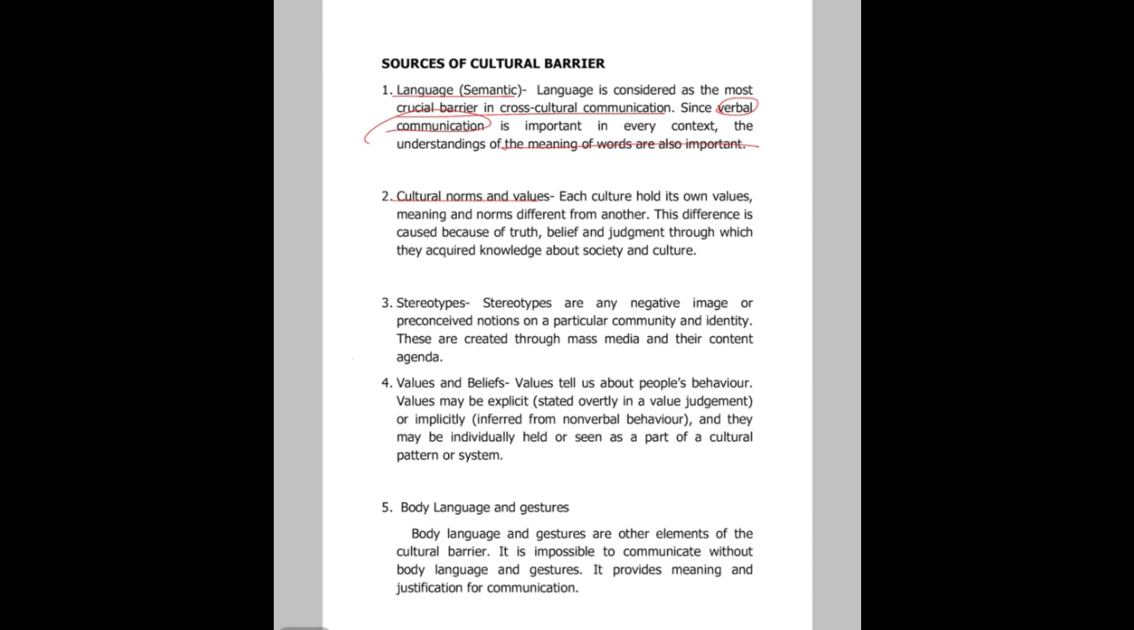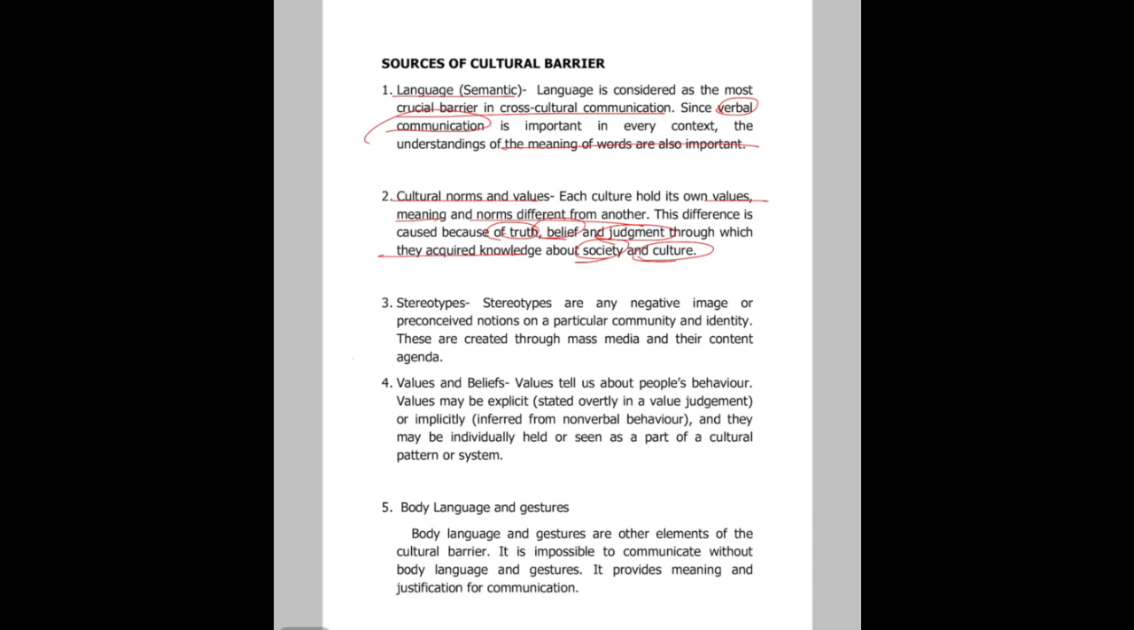So, ibig sabihin, pag sinabi kasi nating norm, parang stereotyping. Ito na yung standard na nakikita natin sa society. But actually, itong standard na to, pwedeng mabago. Because sabi ko nga, iba-iba tayo. We have different experiences. We have different ways on how are we going to live. For example, women should be caring and nurturing. But not all women are really caring. Not all women are sweet. Not all women are, let's say, talkative. Not all women are clingy. So, iba-iba siya. So, each culture holds its own values and meaning and norms different from one another. This difference is caused because of the truth, belief, and judgment through which they acquired knowledge about society and culture.